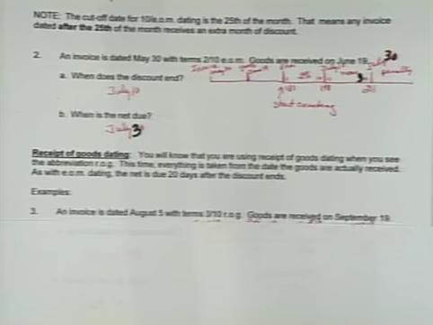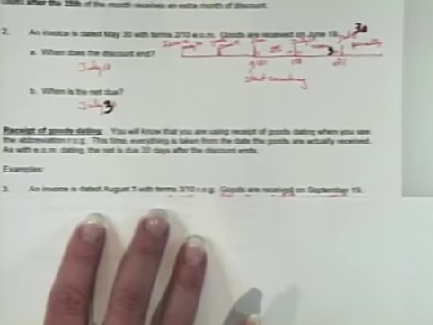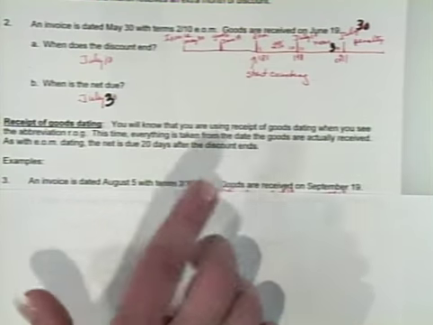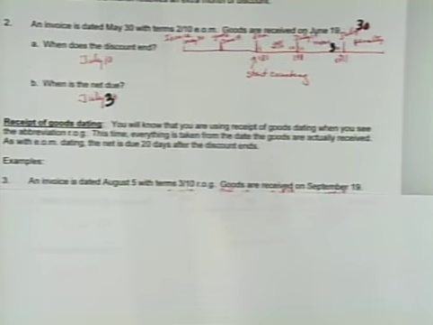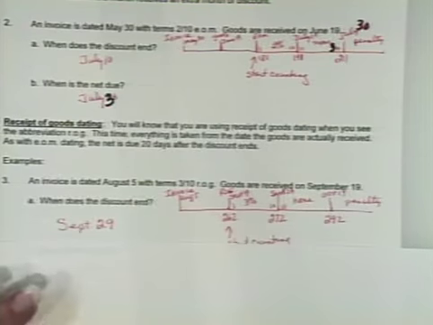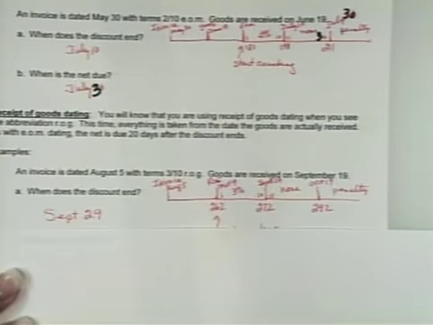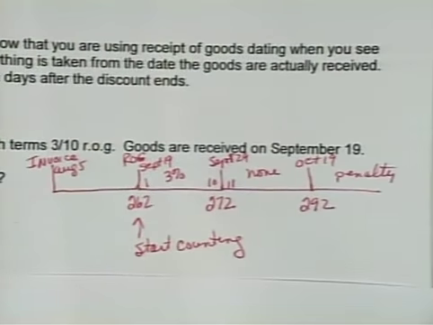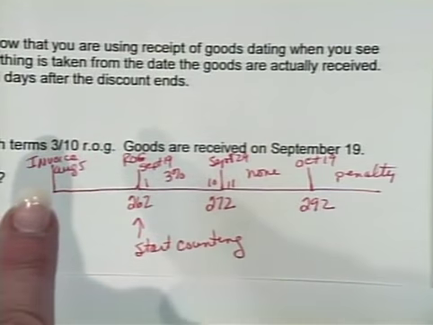Let's go. An invoice is dated August the 5th. The terms are 3/10 ROG. The goods are received September 19th. When do we start counting? September 19th. That's right. We don't care about the invoice date with this one. So here we go. The key with this one is when do we start counting? We don't care about the invoice date.